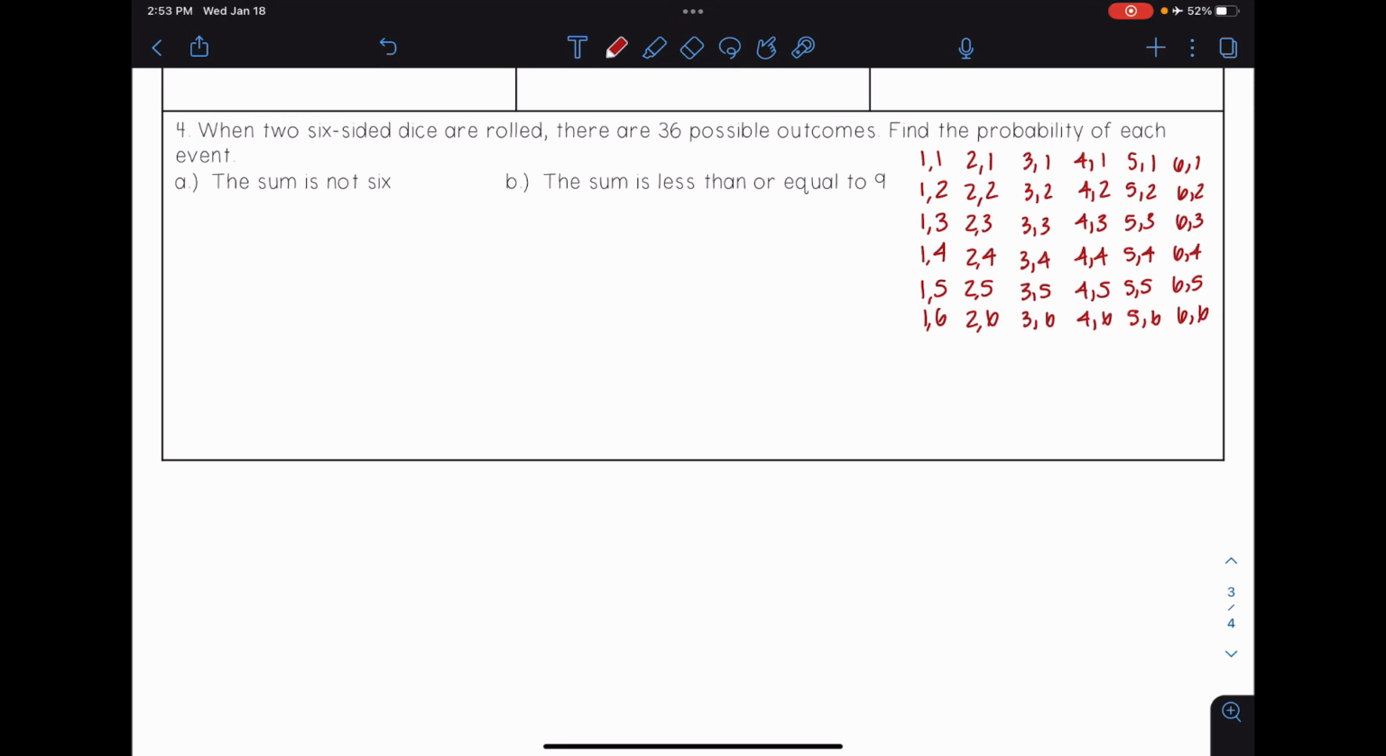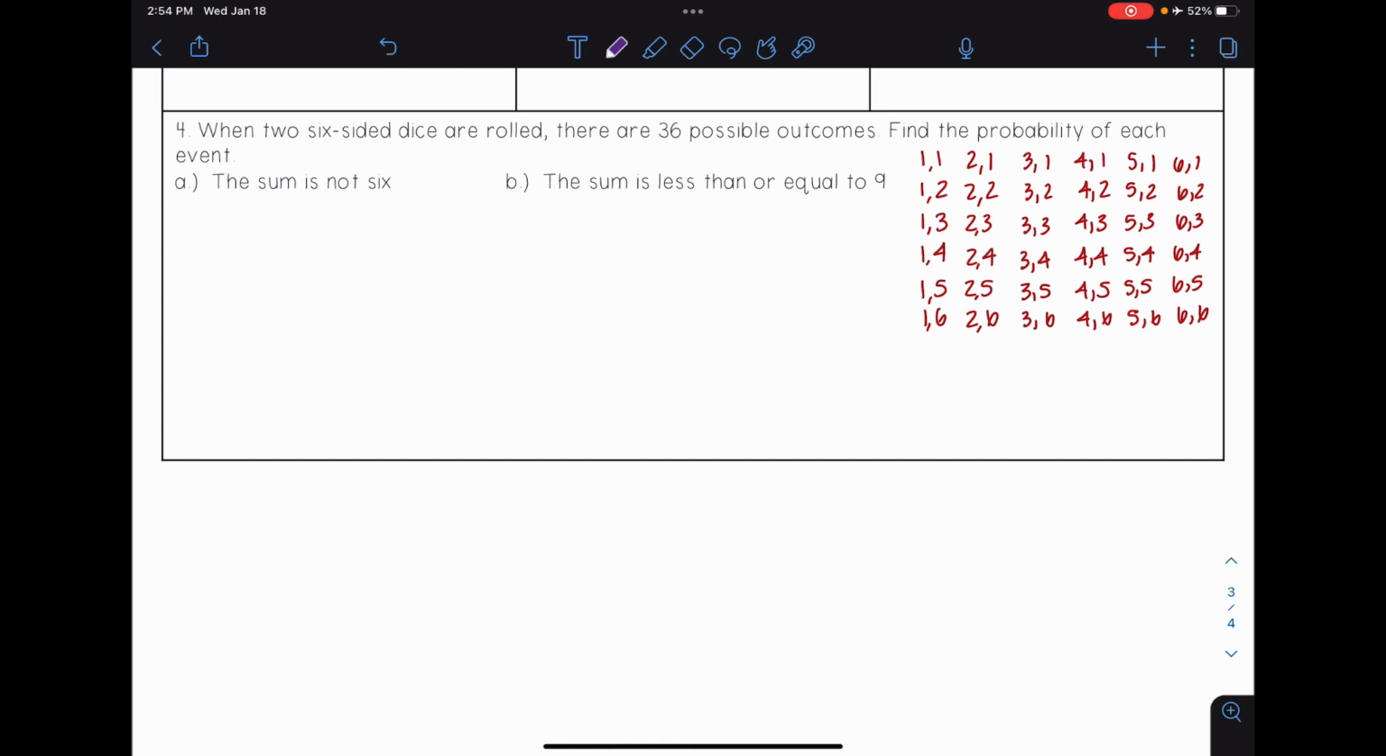Okay, so these are all the possible outcomes. You can roll 2 1s, 1 2, and so on. So you get these 36 possible outcomes. And now I want to find the probability, first, that the sum is not 6. And here is where I can see that complements will be a little bit easier. If I'm looking at the sum is not 6, looking at all these options, that's going to be a lot to sift through.